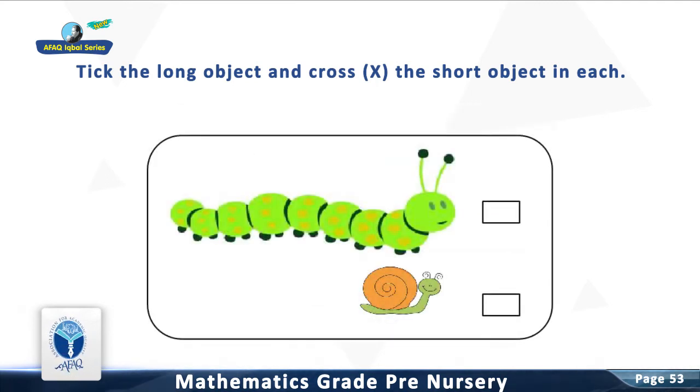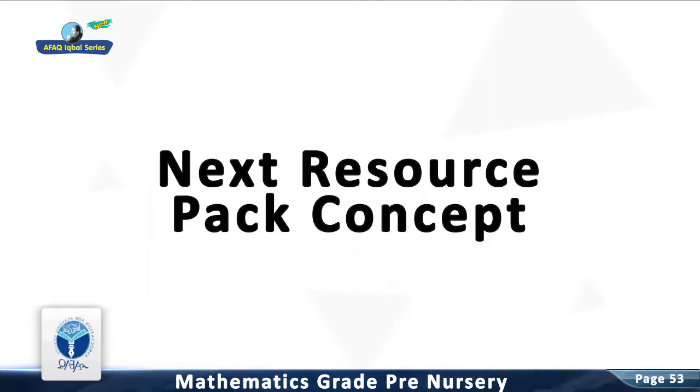Now the second picture. Good. The caterpillar is long while the snail is short. Tick the caterpillar and cross the snail. Now we move to the next resource pack concept.